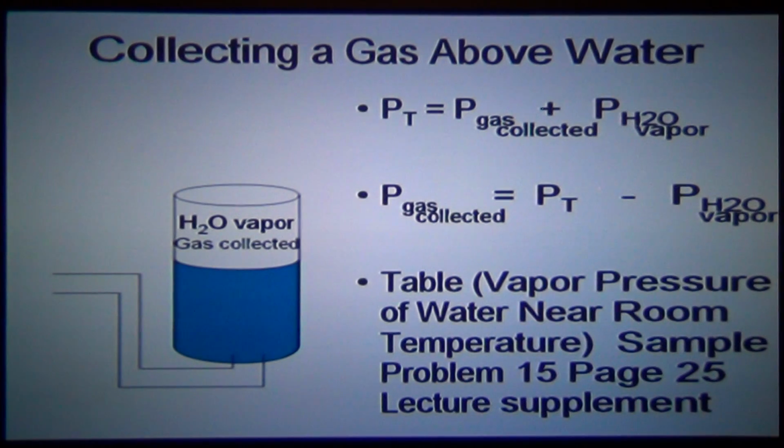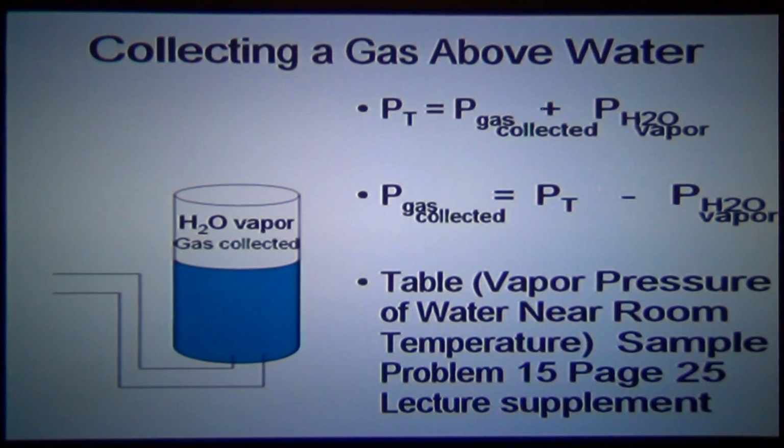And what this is going to give you is the pressure of what we refer to as the dry gas. When you do your calculations, you always want to use the pressure of the gas you collected, or the dry gas itself. And this is very simple to do. Simply take the pressure that they've given you in the problem, the pressure reading when it's collected above water, and subtract out the vapor pressure of water at the temperature given.